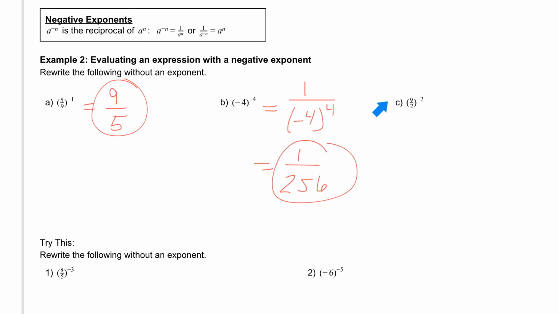Let's take a look at letter C. We have 9 over 2 raised to the negative 2. So we're going to do the reciprocal to make that positive. So we end up with 2 to the second over 9 to the second. We're taking this negative 2, it goes with both the 9 and the 2, and to make it positive, we're going to switch it around. We're going to move the 9 to the bottom and the 2 to the top. And then we can just evaluate. 2 to the second is 4, 9 to the second is 81.